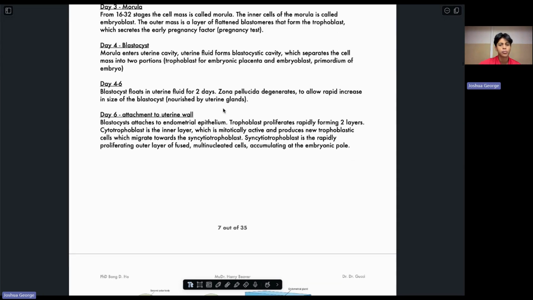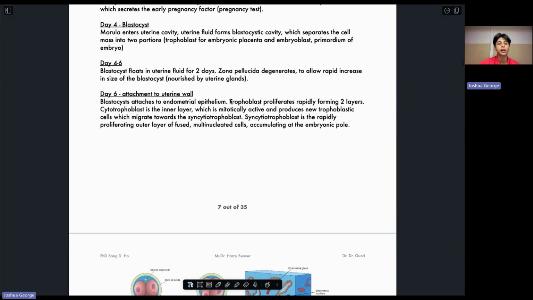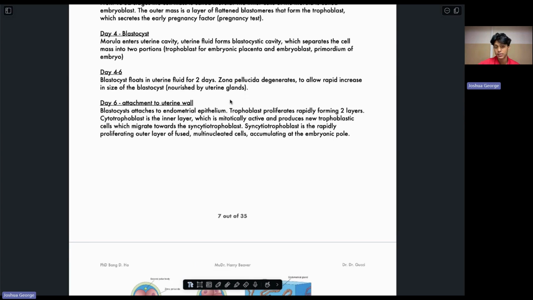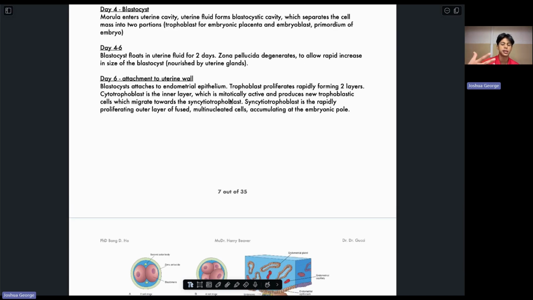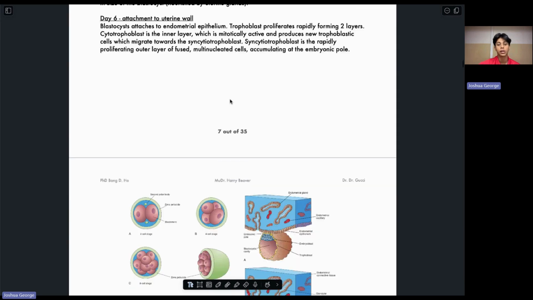But essentially, after the morula continues to enter the uterine cavity, it then gets to be called something called a blastocyst. Right? So when it enters the uterine cavity, it becomes a blastocyst. Why? Because the region where it's getting implanted is something called the blastocystic cavity. Okay, so from days 4 to 6, the blastocyst basically makes its way down to the uterus and gets itself ready for implantation.